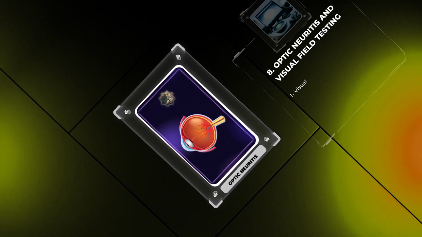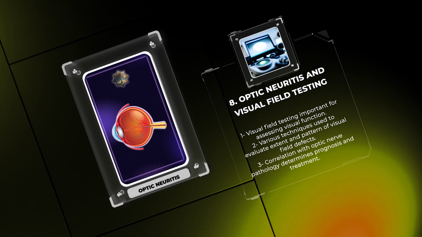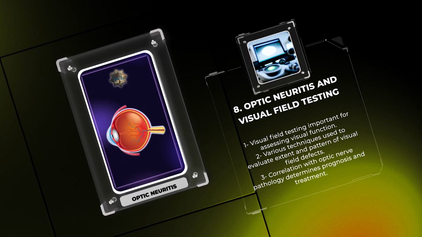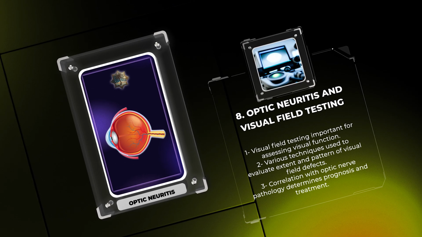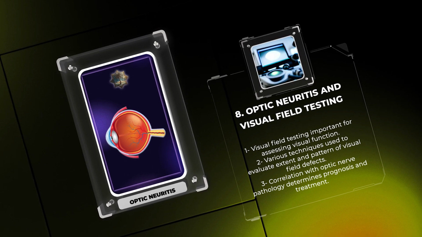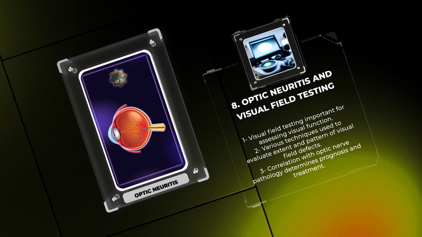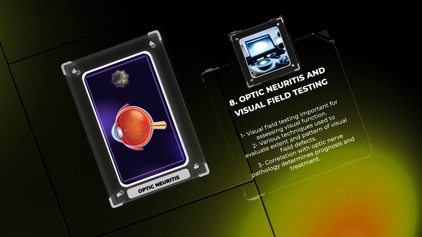Visual field testing plays a vital role in assessing visual function and monitoring disease progression in optic neuritis. Various techniques, including automated perimetry and frequency doubling technology, are used to evaluate the extent and pattern of visual field defects. Understanding the correlation between visual field abnormalities and optic nerve pathology aids in determining the prognosis and guiding treatment decisions in patients with optic neuritis.